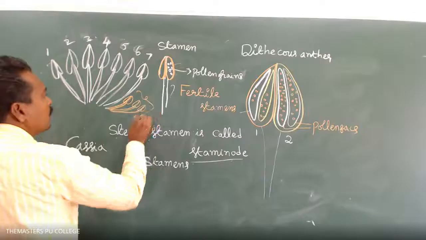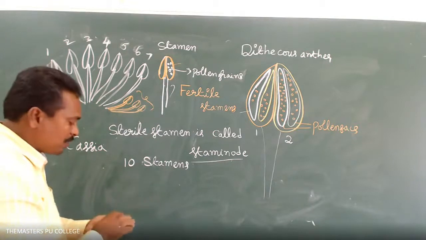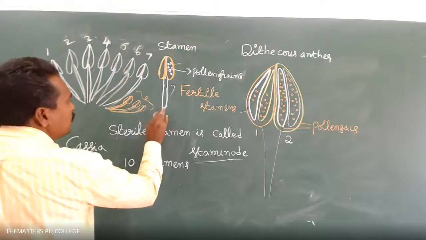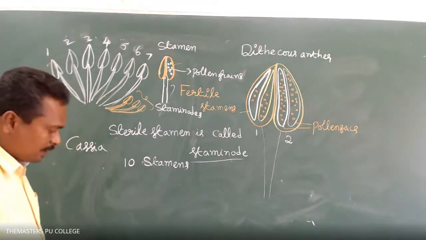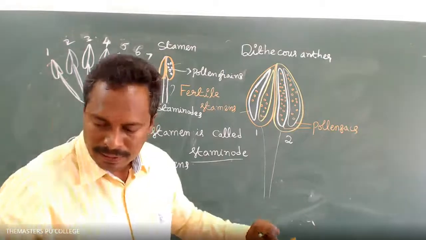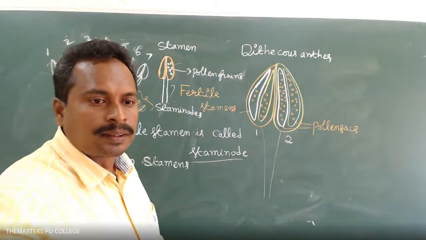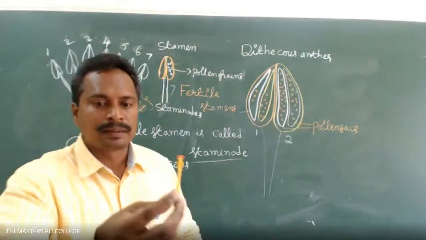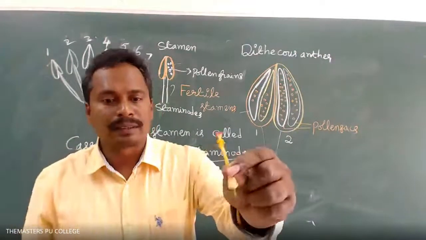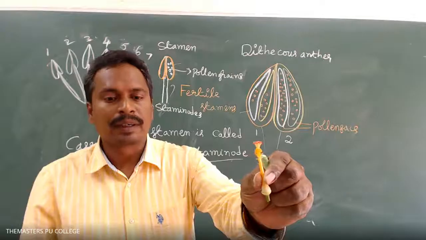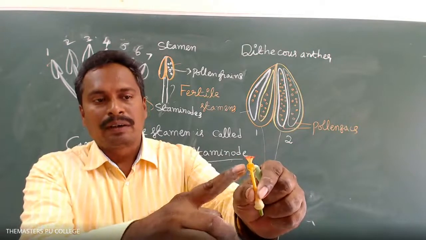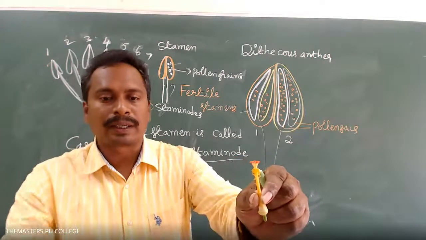Staminodes are the sterile stamens, not fertile. They do not produce pollen. Yes, they are present along with the fertile stamens. Generally, here in hibiscus, several stamens are there. Look here, these are the stamens. All the stamens in this flower produce the pollen grains.